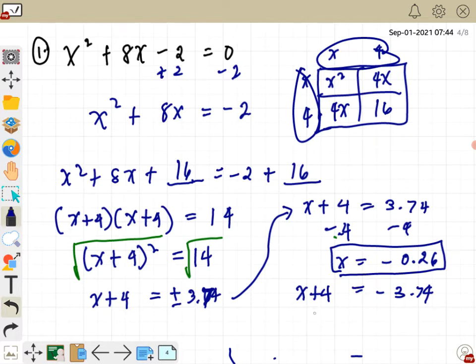The other solution is minus 4, then minus 4, x is negative 7.74. That gives our next solutions. So the solutions of our equation x squared plus 8x minus 2 equals 0 are negative 0.26 and negative 7.74.